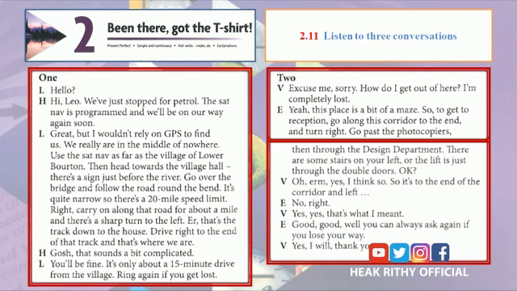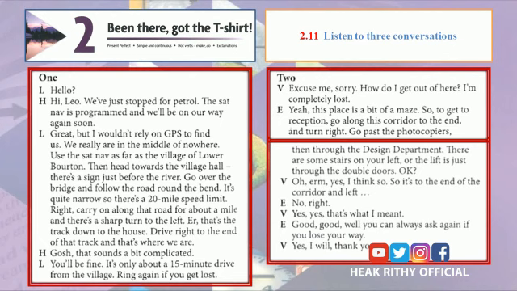2. Excuse me. Sorry. How do I get out of here? I'm completely lost. Yeah, this place is a bit of a maze. So, to get to reception, go along this corridor to the end and turn right. Go past the photocopiers, then through the design department. There are some stairs on your left, or the lift is just through the double doors, okay?